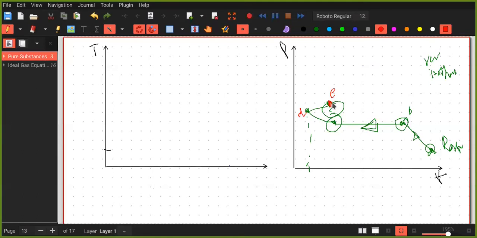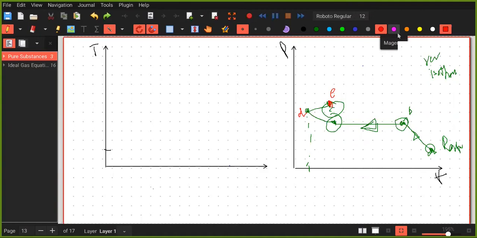From this point E, if we increase the pressure, the same counterintuitive thing that happened between point B and C will happen. That is, the temperature won't change and the pressure won't change. We'll have a phase transition from the liquid to solid. So from point E to the next point.